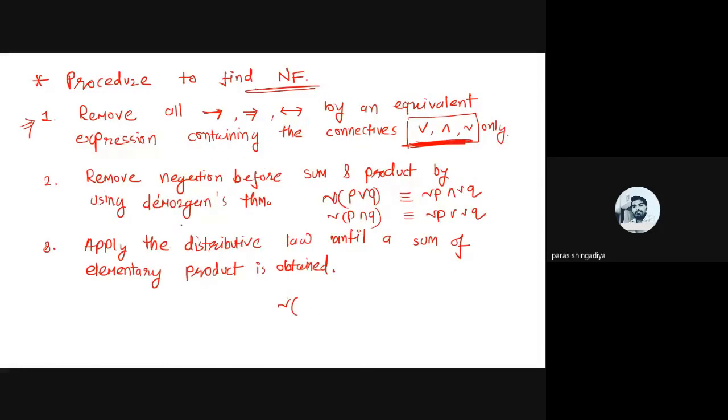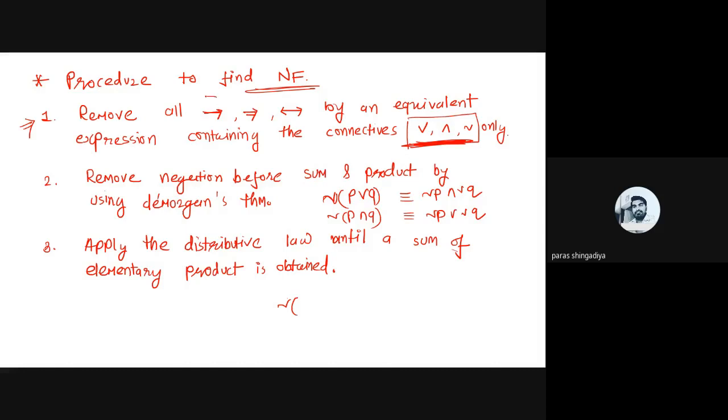So it is the second rule. Then third, apply the distributive law until a sum of elementary products is obtained. Otherwise, a product of elementary sums is obtained. Apply the distributive law there to get the CNF as well as the DNF. Okay, so these are the rules.